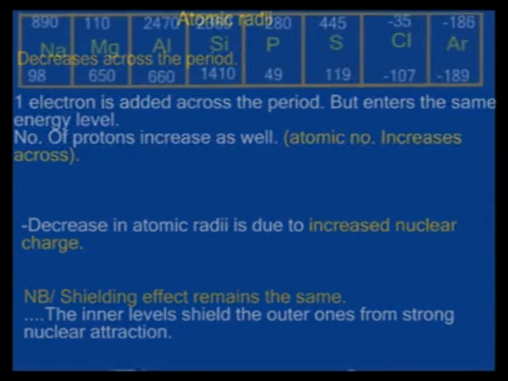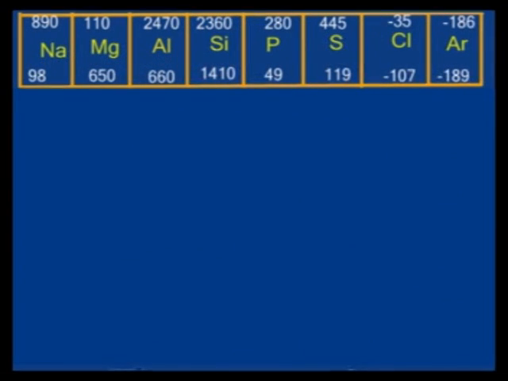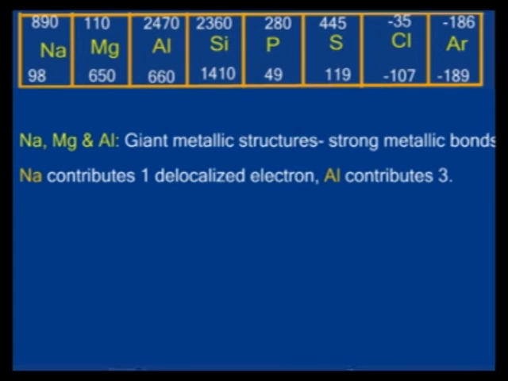So let's look at the structure, boiling and melting points of these elements across the period. Now, the table on your screen illustrates this. So let's try and explain it. Sodium, magnesium, and aluminium all have giant metallic structures and thus have strong metallic bonds which require a lot of heat energy to break. Now remember, sodium contributes only one delocalized electron in the metallic lattice, while aluminium contributes 3.